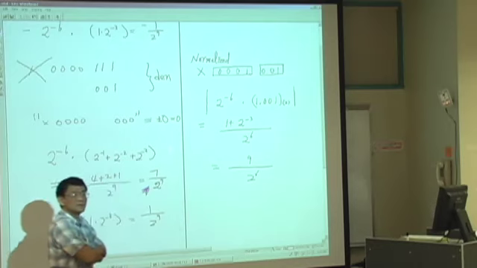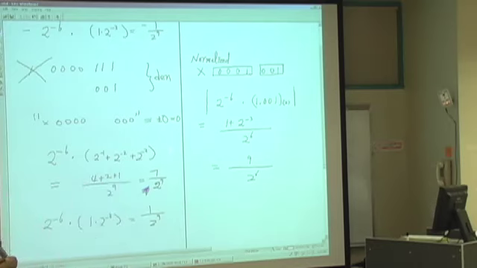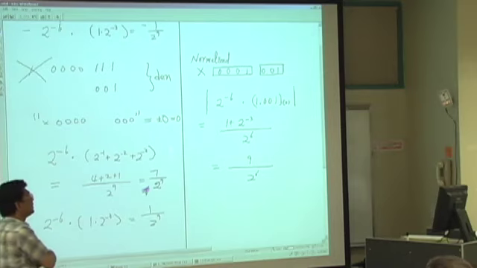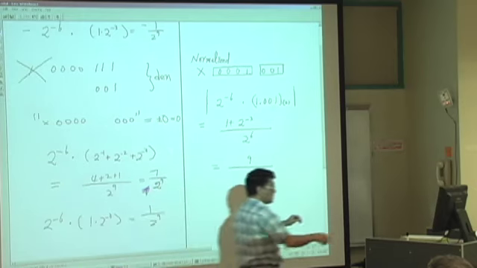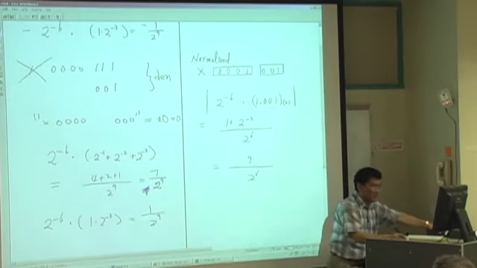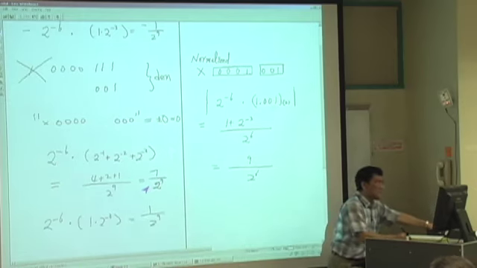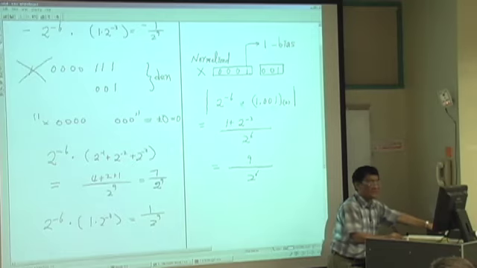Yes? I understand how you got 2 to the minus 6 there for 0001. It is this way, right? This number in binary form is 1, right? And then minus bias, right? And bias is 7. So 1 minus 7 is negative 6.